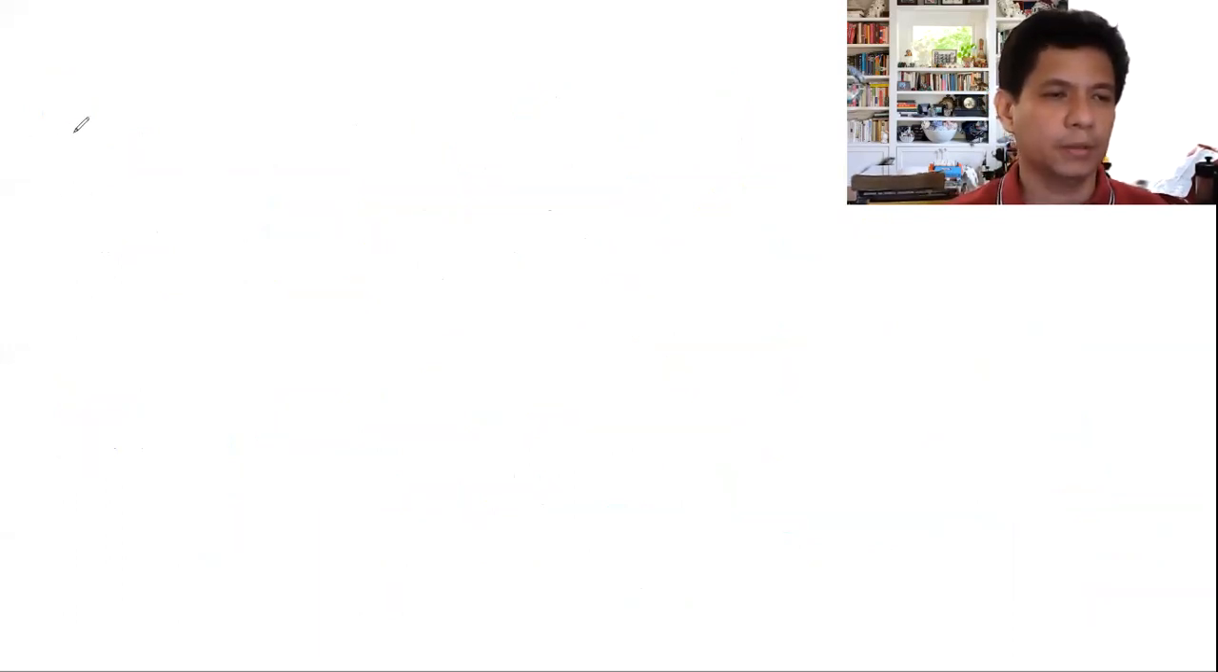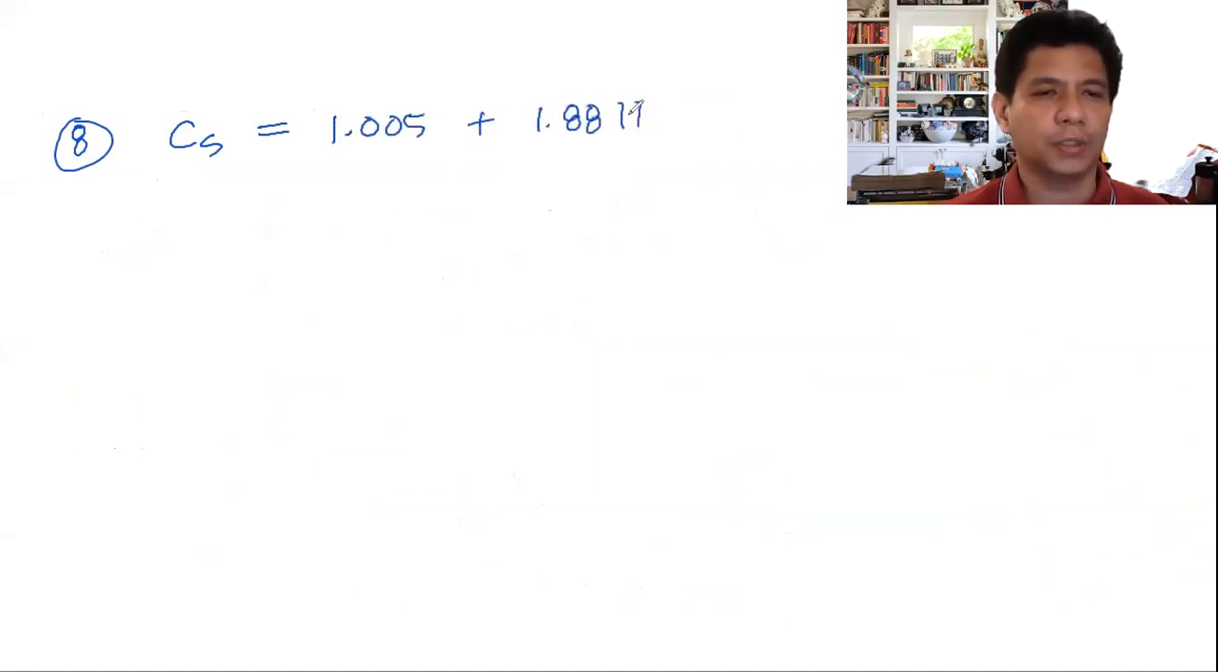So number 8. Okay, so first let's calculate CS. For CS, this is 1.005 plus 1.88 H. So the question here is how much heat are you going to add to the preheater so that the temperature of the air will become 55 from 20 degrees Celsius.